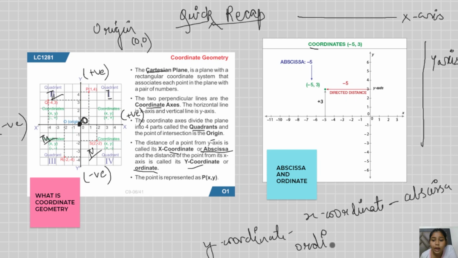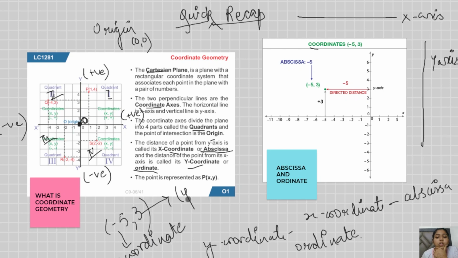When we represent any pair of numbers on the graph, we always write it like this. For example, this one. The first one is always the x coordinate. The first one can't be the y coordinate in any situation. It is always the x coordinate, and the second one is always the y coordinate. So we can call the first one the abscissa and the other one the ordinate. I hope that's clear to you.